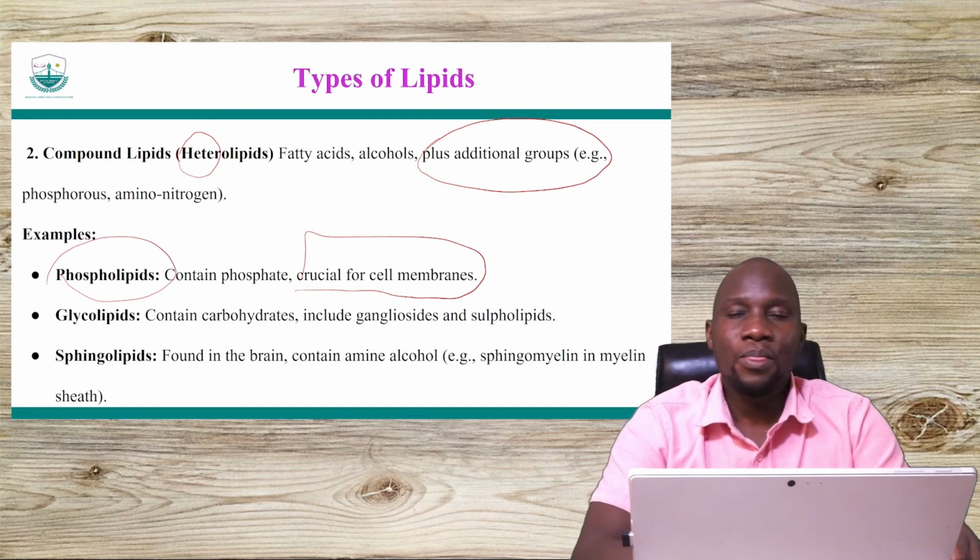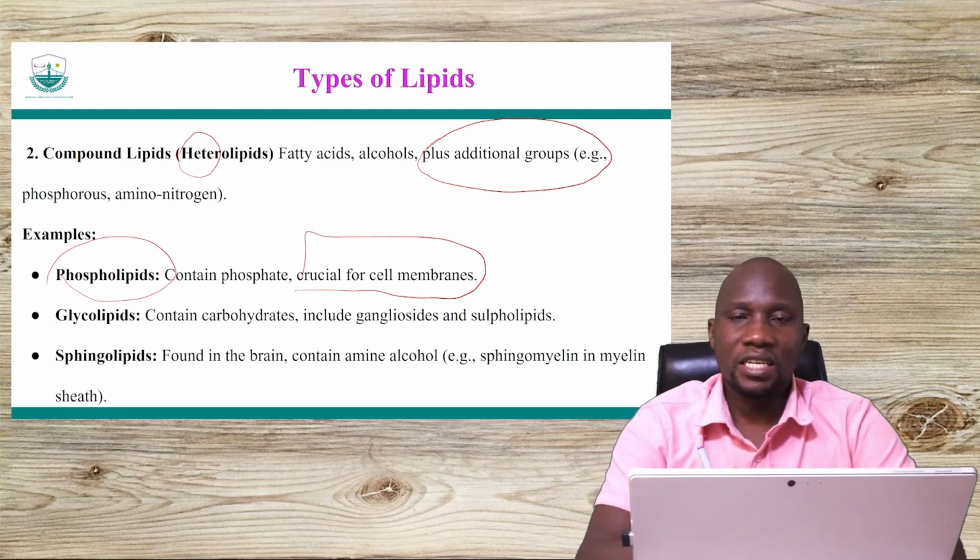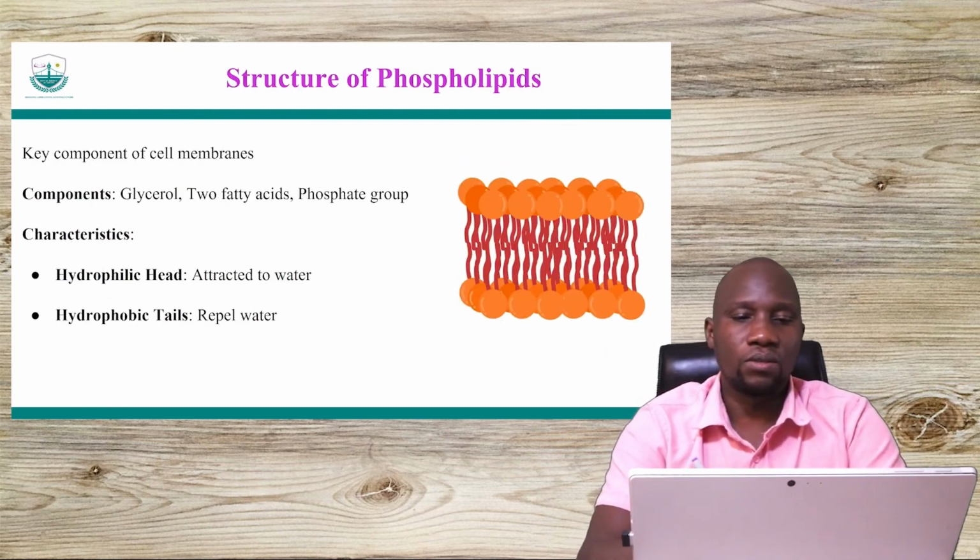There are other elements that you also find on the cell membrane, the glycolipids, okay? And then even lipoproteins, they're also there on the cell membrane. And these all are examples of compound lipids, including the sphingolipids, which are very important in the brain and contain amine alcohol. Very, very important in nervous transmission.